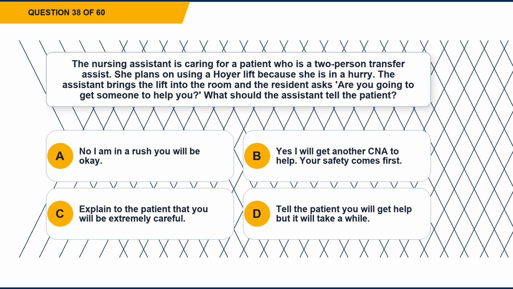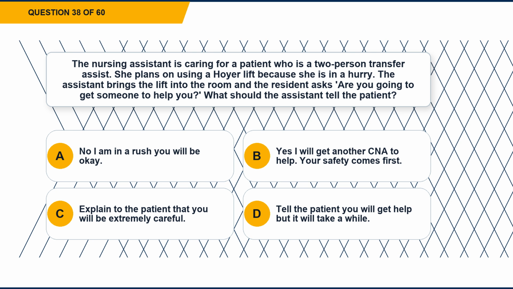Question 38. The nursing assistant is caring for a patient who is a two-person transfer assist. She plans on using a Hoyer lift because she is in a hurry. The assistant brings the lift into the room and the resident asks, "Are you going to get someone to help you?" What should the assistant tell the patient? Option A, no, I am in a rush, you will be okay. Option B, yes, I will get another CNA to help. Your safety comes first.